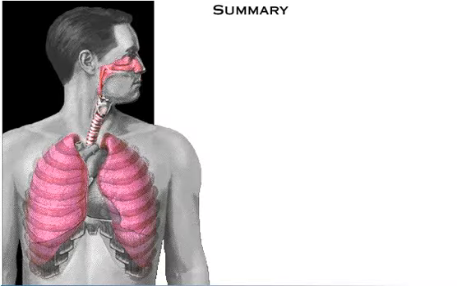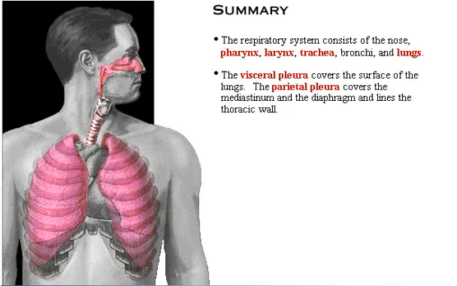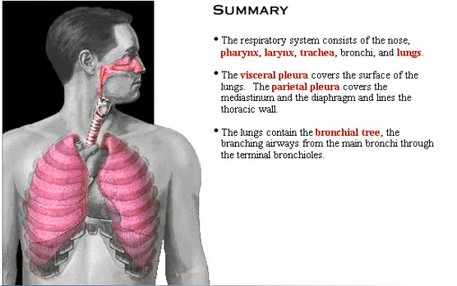Here's a summary of what we've covered. The respiratory system consists of the nose, pharynx, larynx, trachea, bronchi, and lungs. The visceral pleura covers the surface of the lungs. The parietal pleura covers the mediastinum and diaphragm and lines the thoracic wall. The lungs contain the bronchial tree, the branching airways from the main bronchi through the terminal bronchioles.